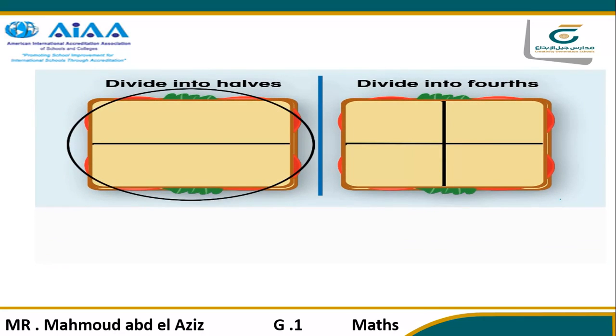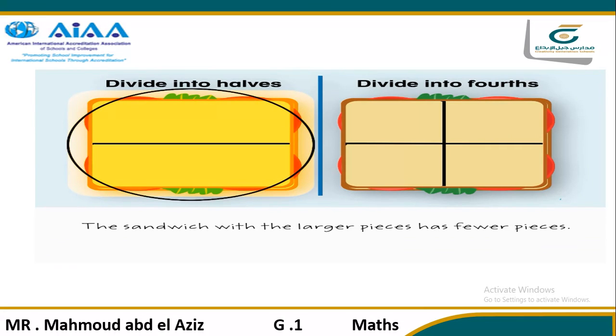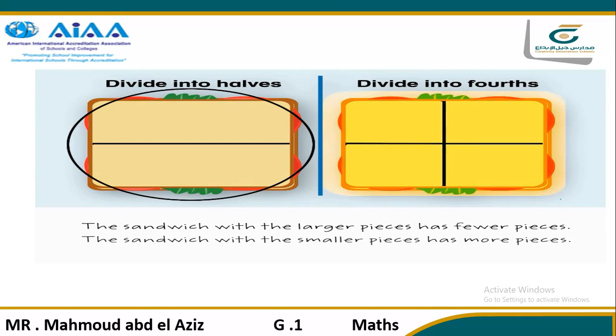You may extend this problem by talking with students about how the size of the pieces and the number of equal pieces are related. Listen for students who say that the sandwich with larger pieces has fewer pieces, and the sandwich with smaller pieces has more pieces. These students are developing an understanding of the inverse relationship between the size of the equal shares and the number of the shares. This understanding will help them later as they compare fractions with like denominators or with like numerators.